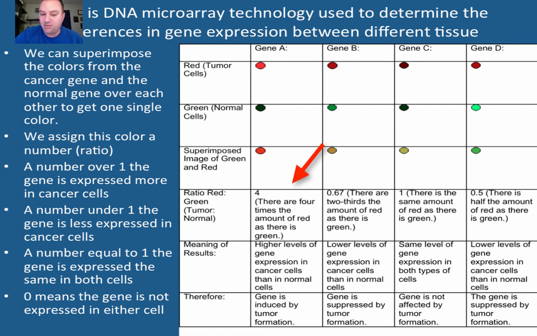Now, what the heck does this mean? Higher levels of gene expression in cancer cells than in normal cells. Therefore, the conclusion is this gene is induced by tumor formation. Think of this as an oncogene.